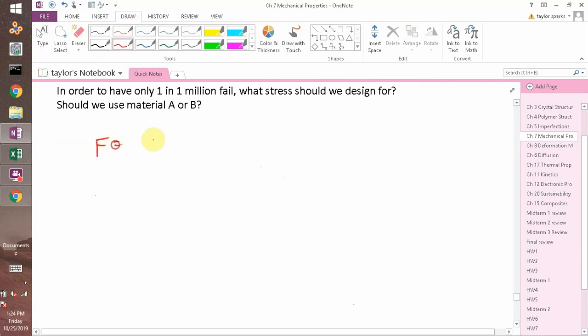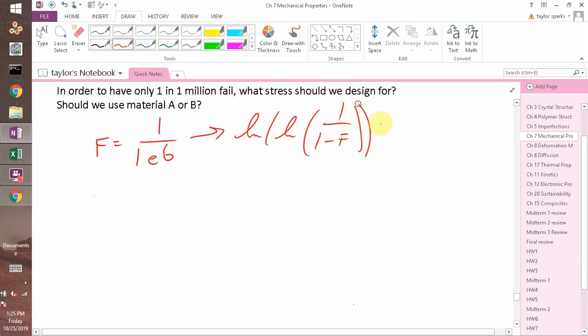F is equal to 1 out of 1e6. Right? Everybody with me? That's our failure rate, which is some tiny number. Okay? So let's plug that in. Let's plug this into natural log of 1 over 1 minus F. And somebody tell me what that number now is. Somebody have that? Somebody punch that in. I didn't bring my calculator, so somebody else has to.